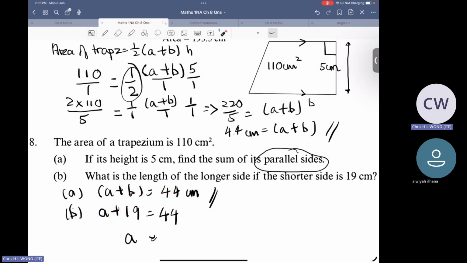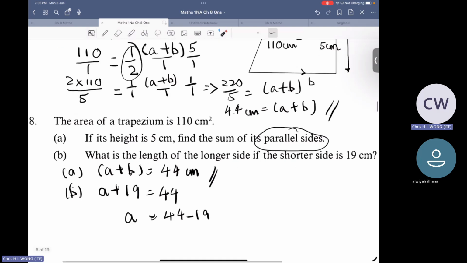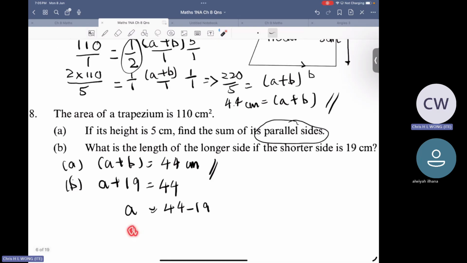it becomes 44 minus 19. Change, right? Do you notice that it changed? Plus 19 becomes minus 19. The moment you cross over, it changed. Plus becomes minus, minus becomes plus, times becomes divide, divide becomes times. It changed. Okay. So 44 minus 19, so 25 is it? A is equal to 25 cm. Answer.